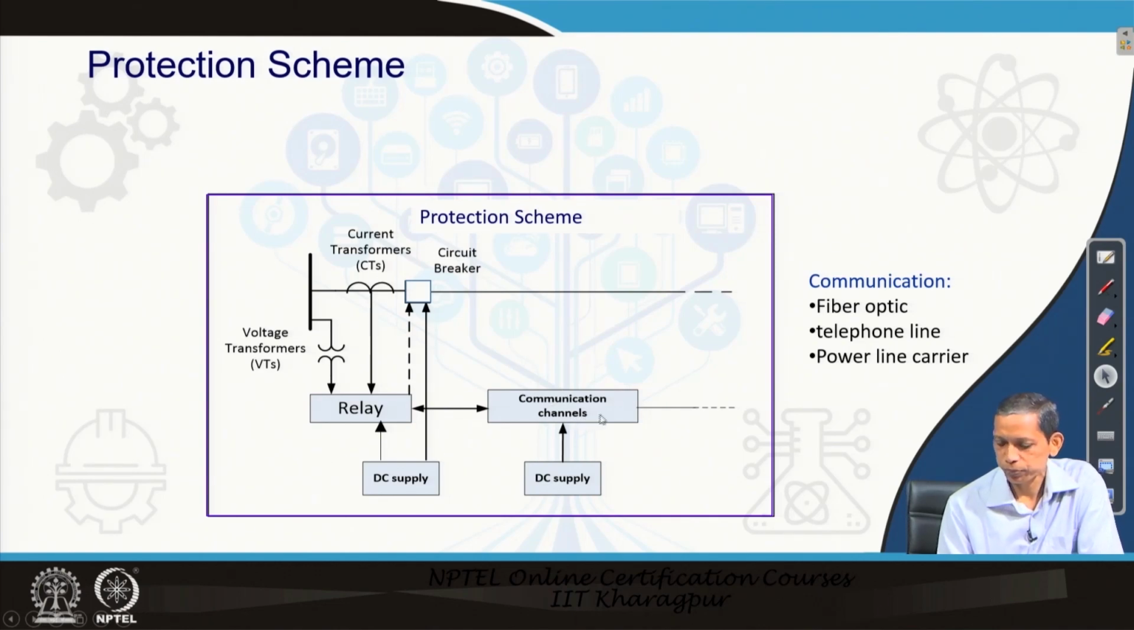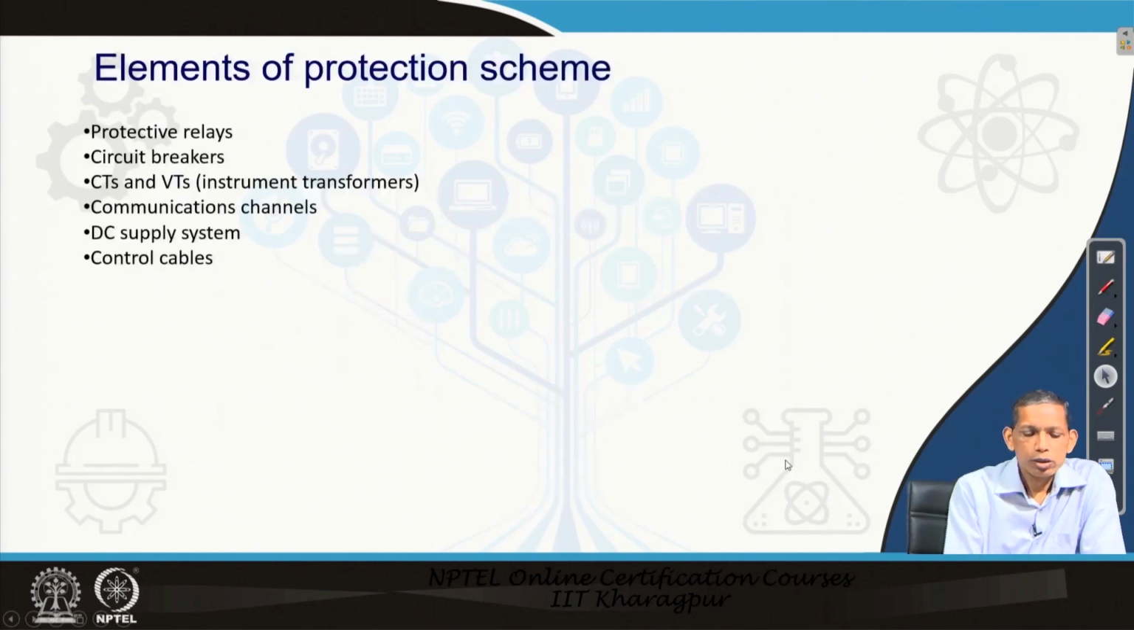So, this communication helps in the total system protection perspective much better, and that is why the decision process becomes more improved. The different communication facilities that can be incorporated in such a protection scheme can be dedicated fiber optic, telephone line, and also a power line carrier communication based approach. So, we say that there are different elements in a protection scheme like relays, breaker, sensors, communication channel, DC supply systems, and the control cables connecting such devices.